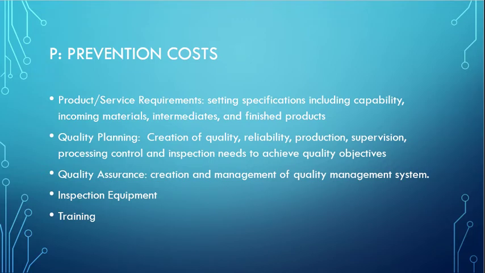So in order to prevent defects, first we need to know what quality is. So we need requirement specs on the quality of the materials coming into this product, any intermediate deliverables along the way, and what the finished product is going to look like. Once we have those, then we need to plan for how we are going to achieve those goals. We need to put in a quality management system in order to assure that we meet those goals. And then we also probably have some costs for inspection equipment or training. Now, these things all make sense if we're talking about some sort of manufacturing facility, but what are these things if what we're producing is software?